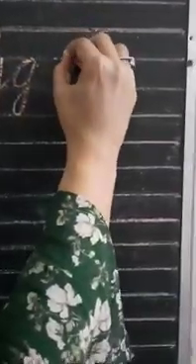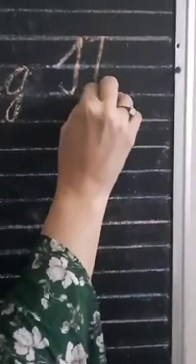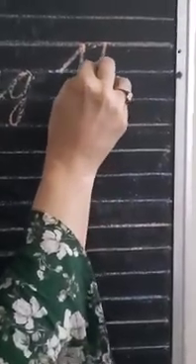For joining H, go up with the slanting line, make it pointed, come down, then take a turn, again make a standing line, then come back, make a loop and from this loop we will go up and make small h. Okay, this is joining h.